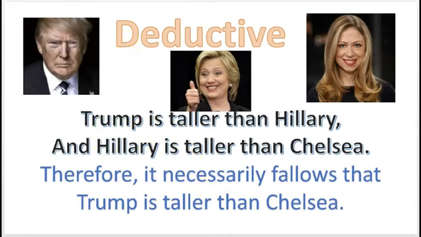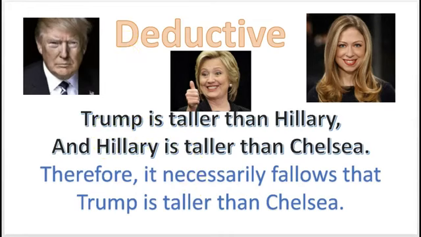Okay, now a generalization proceeds from knowledge of a sample to a claim about the whole group. Now an example would be, 6 out of 10 people said that they would vote for Hillary Clinton. Therefore, we conclude that 60% of the population will vote for Hillary Clinton.